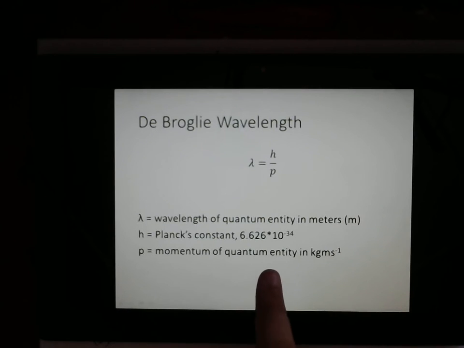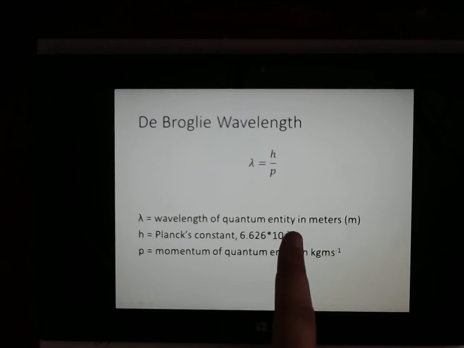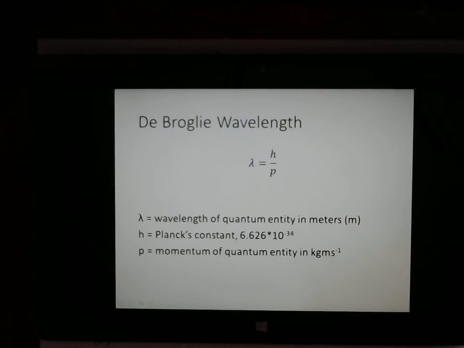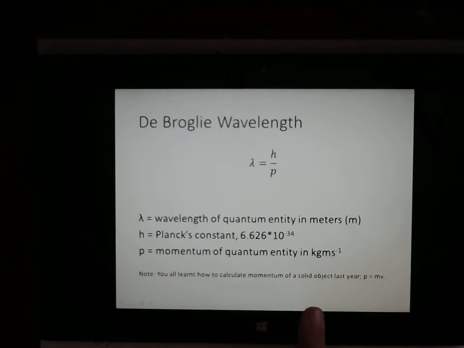As a note, you all learnt how to calculate momentum last year for a solid object. Mostly we did it with cars and carts and stuff. P for momentum equals mass times velocity. The mass will still be in kilograms. The velocity still needs to be in meters per second. That formula is in your formula booklet, but it's under the Unit 2 stuff. So linear motion. It won't be the P under electrical circuits or under heat. That P there will be for power, so do be aware of that.